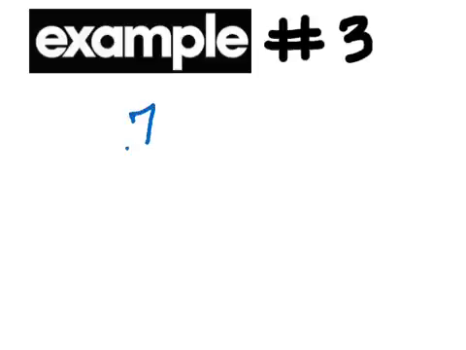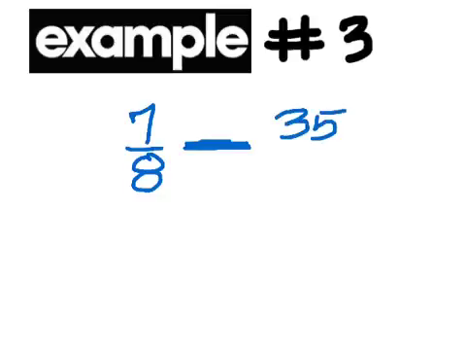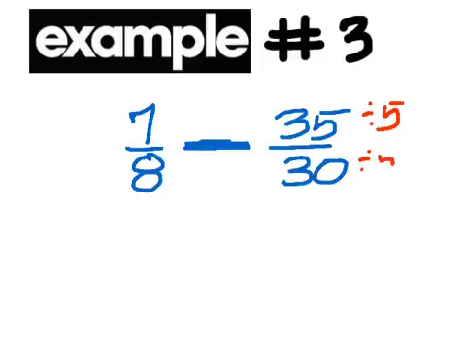Example number 3. 7 over 8 is what in comparison? It's not equals, that's supposed to be a line. There we go. 7 over 8 is what in comparison to 35 over 30. So check out the reduction here. This is divisible by 5. So you could have 7 over 6.